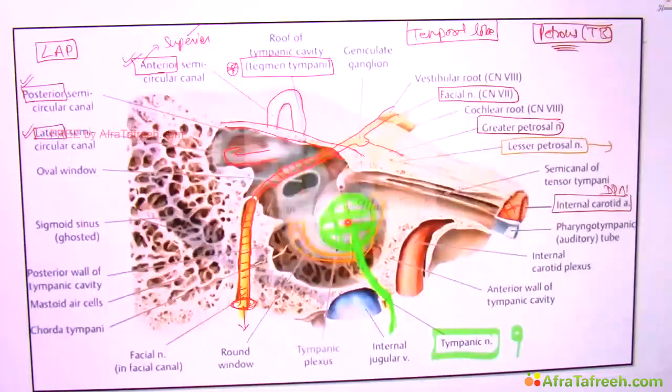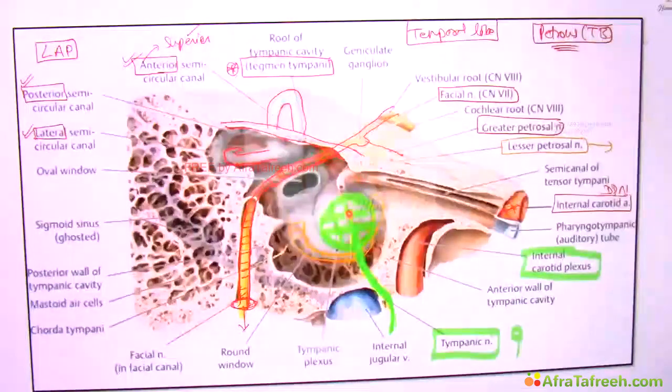Who is contributing to the tympanic plexus? Chiefly the tympanic branch of the glossopharyngeal nerve. Who else is contributing? The T1 sympathetic plexus around the internal carotid artery. There is an internal carotid plexus which is actually the T1 sympathetic plexus, and that is contributing to the tympanic plexus also. And the tympanic plexus is also contributed by a branch from the geniculate ganglion.